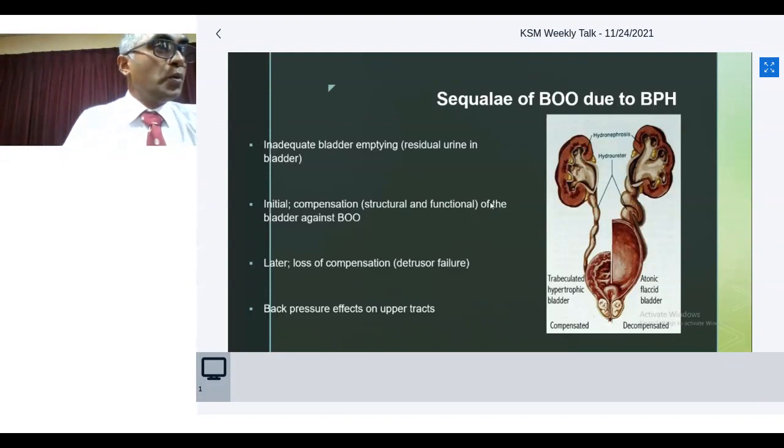So we can see a full range of disease or pathophysiology in most of the patients. Some come with only a thickened bladder wall, some with trabeculation, some with diverticulum, some with atonic or large bladders with large residual urine, some with bilateral hydronephrosis and hydroureter. So this happens if you are not treating this disease.